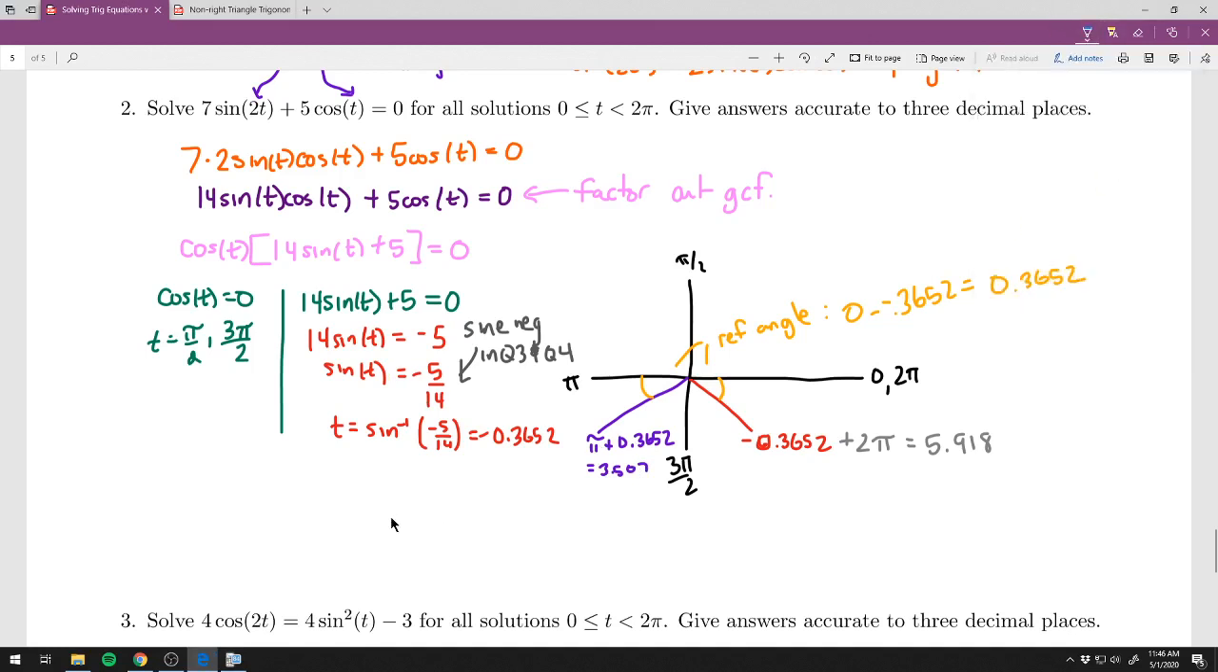All right, so for this one, we got 4 answers, which we saw before, and we know that is possible. We got pi over 2 and 3 pi over 2. Then on the second one, remember, don't include this one. It's not between 0 and 2 pi. We got our quadrant 3 angle is 3.507, and our quadrant 4 angle is 5.918.